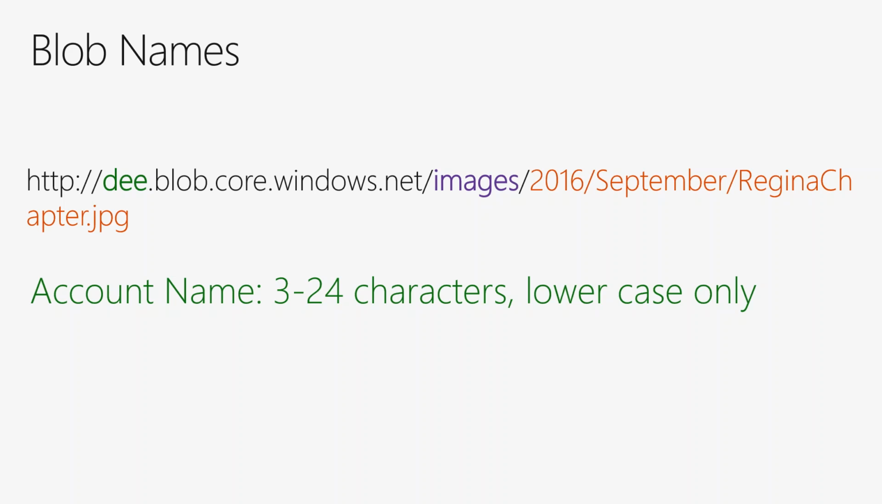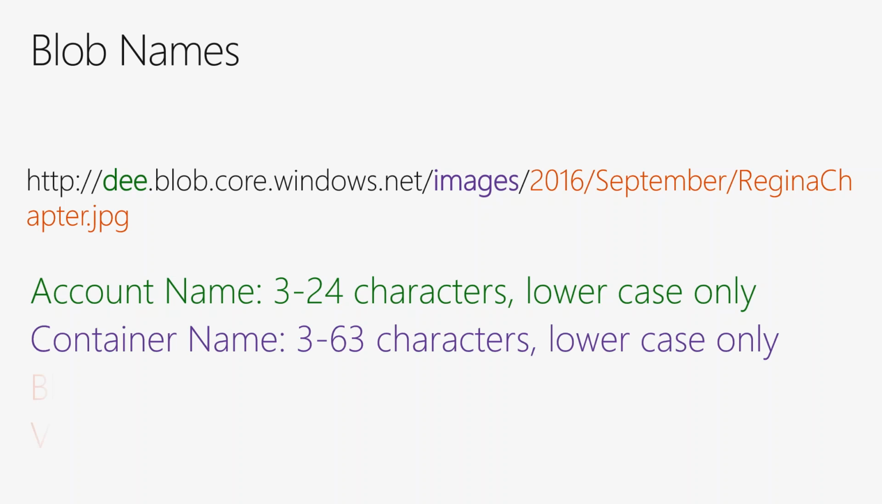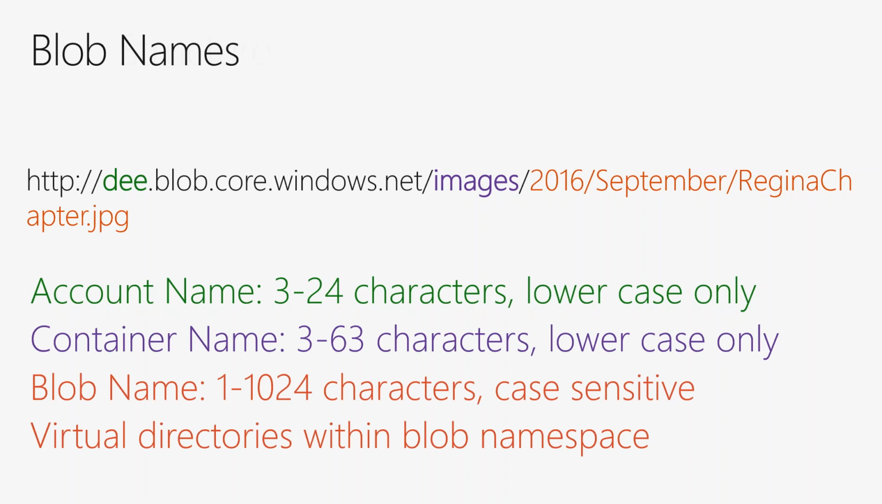Account name can be 3 to 24 character lowercase only. That's why you couldn't find DEE as capital, because it's lowercase only. Container name is 3 to 63 lowercase only. Blob name is 1024 case sensitive. And those are some rules of blob names.